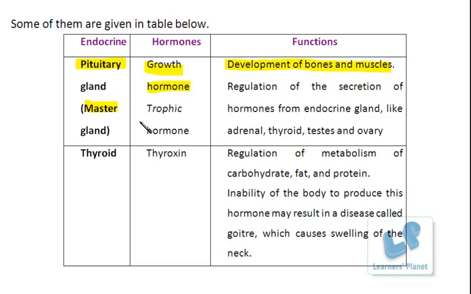Then there are the trophic hormones. As I said, these are the hormones which help in the regulation of the function of other endocrine glands. So other glands are controlled by this particular hormone, right?